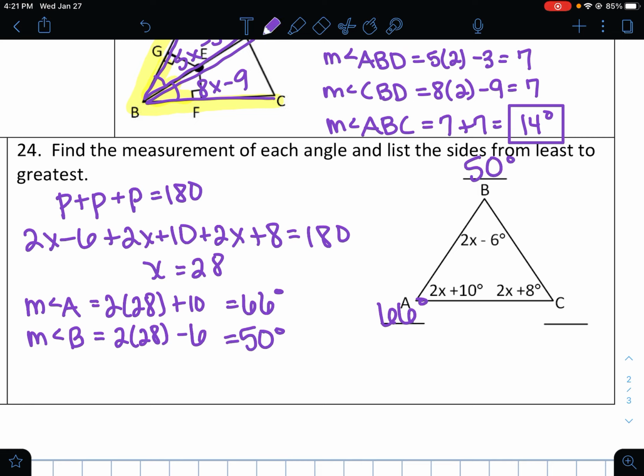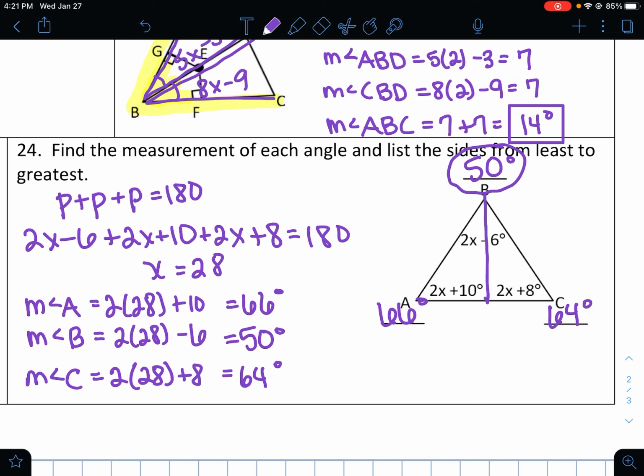degrees. This problem should look really familiar. The measure of angle C equals 2 times 28 plus 8, which is 64 degrees. Okay, and now it says to list the sides from least to greatest. So look at the angles. The smallest angle is 50 degrees, and the side that's across from it is AC.